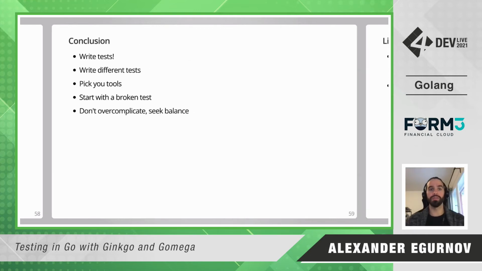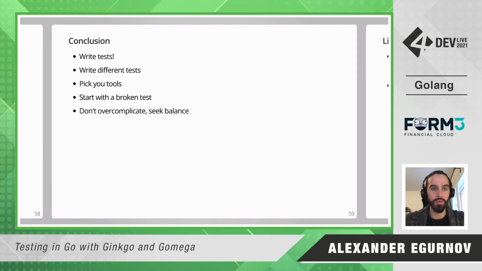So we are getting close to the end. In conclusion, I'd like to say that please write tests. This is a very good practice. This makes you a better developer. Write different kinds of tests. Just one kind of test, just unit tests, probably won't cut it in a bigger project. And when writing different kinds of tests, pick your tools, because not every tool is perfect for every job. So different tools should be used.